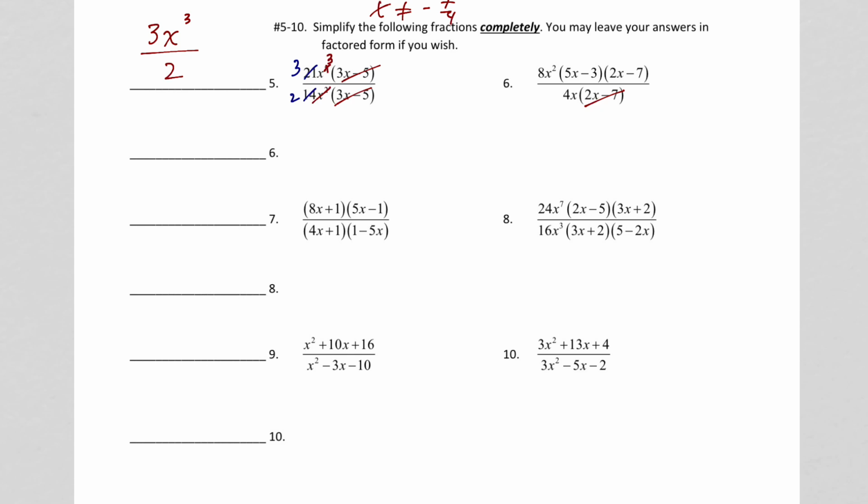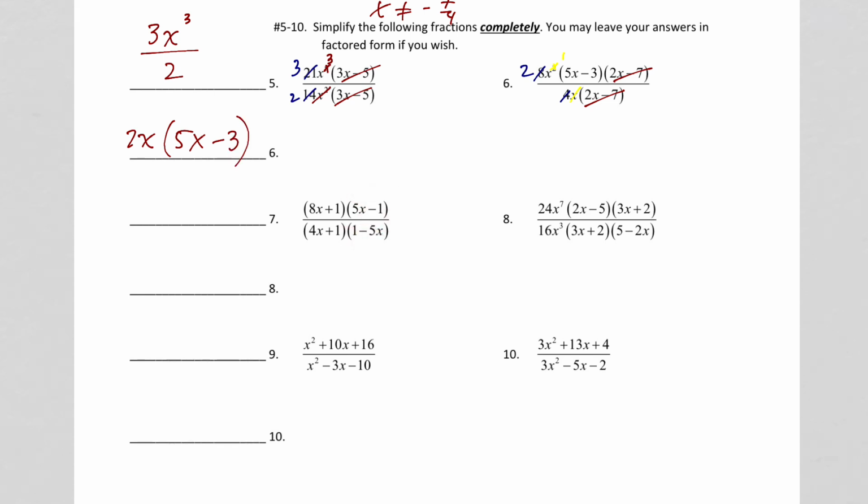Here we're going to cancel that, and I can also cancel 4 goes into 8 twice, and then I'll cancel this x with one of these, making that an x to the 1. And remember, you don't ever write an x to the 1. Because the denominator is canceled out, we just write only the numerator. So the answer is 2x times 5x minus 3.